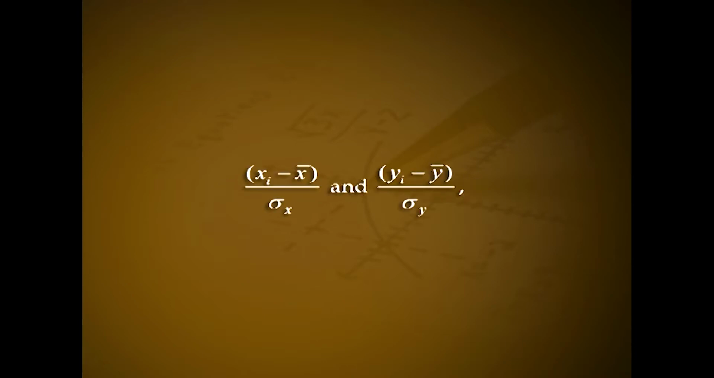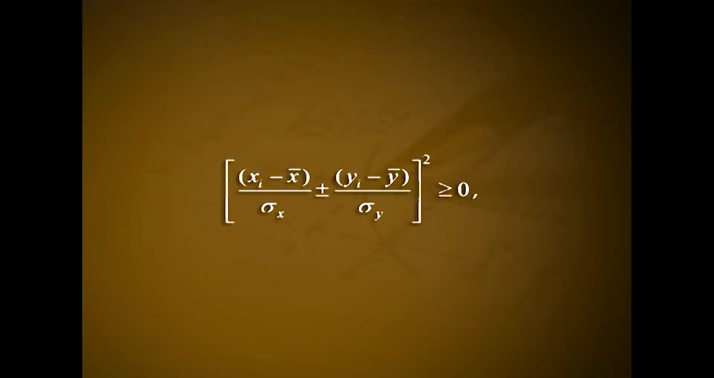Consider (xi minus x bar) divided by sigma x and (yi minus y bar) divided by sigma y, where x bar and y bar are the means and sigma x and sigma y are the standard deviations of x and y respectively. We have (xi minus x bar by sigma x plus or minus yi minus y bar divided by sigma y) the whole square greater than or equal to 0, because it is the square of a real number.